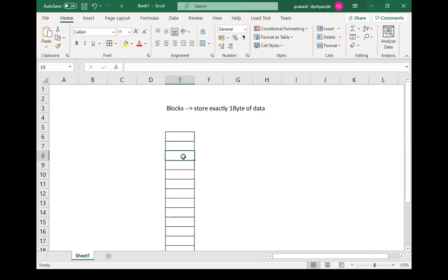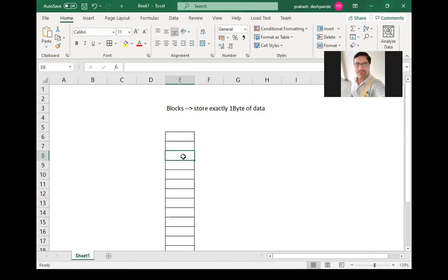Every house can be identified by a unique identification, which we call the postal address of that house. We can't have two houses with the same address, isn't it? In the same way, in the computer memory, each of these blocks has its own address.